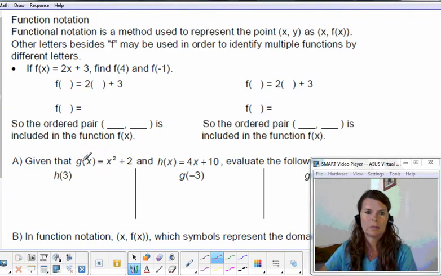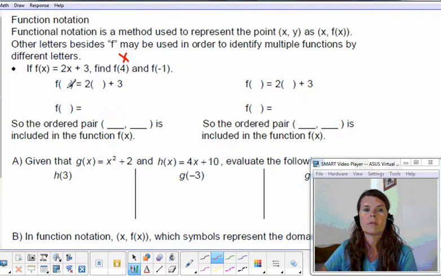So this just says y equals x squared plus 2. This says y equals 4x plus 10. But up here we're going to use f of x. So this says y equals 2x plus 3. Find f of 4. What this really means is find y when x is 4. See how this 4 is your x? Find y when x is 4.